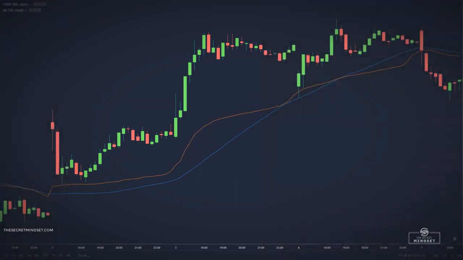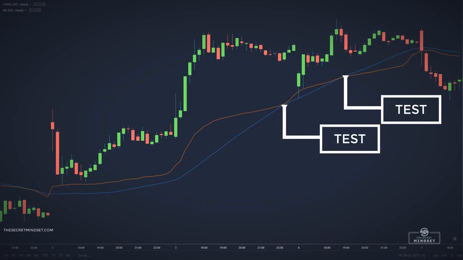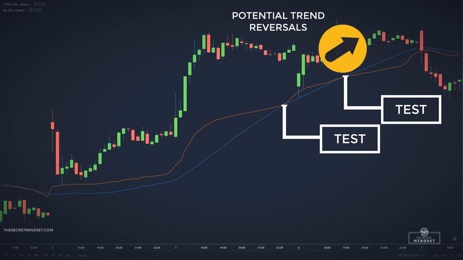Keep in mind that sometimes the volume-weighted moving average will test the simple moving average as support and resistance, depending on the primary direction of the traded instrument. These tests can be considered as potential trend reversals. It doesn't mean that the market will reverse, it may continue its direction, like in this example. You just have to pay attention to possible turning points.